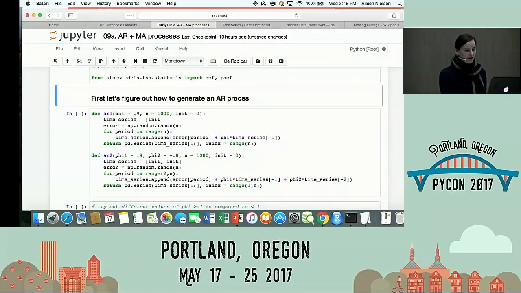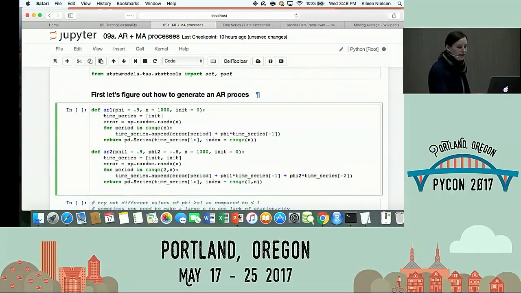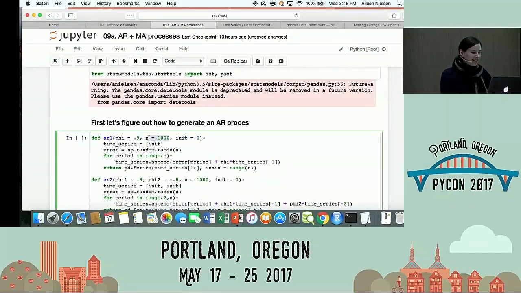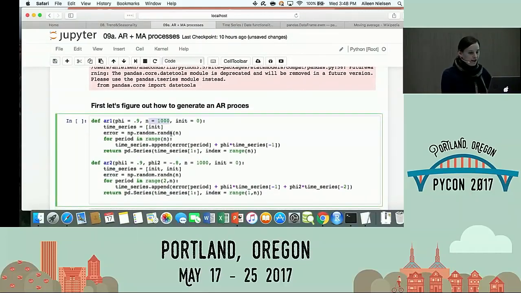Right? So if I wanted to make an AR1, what do I need? I need a phi. I need an initial value. And I just need to set how many I'd want to generate. So what am I going to do? Well, I'm going to say there's an error value at every point. I've got my time series with my initial value. And then for each period, I append the error plus phi times the value 1 point in time earlier. And that's my AR1 in Python, even with my random error thrown in.